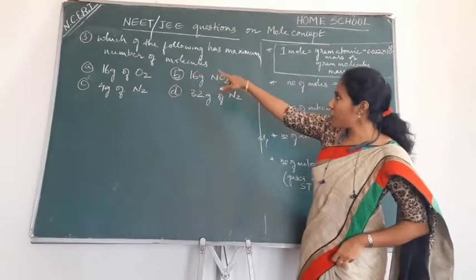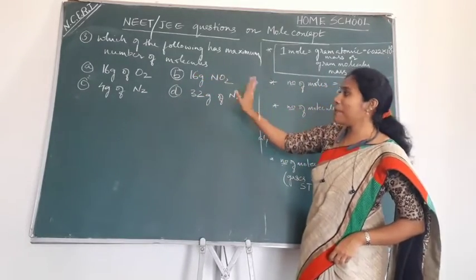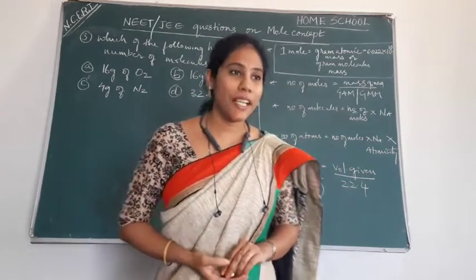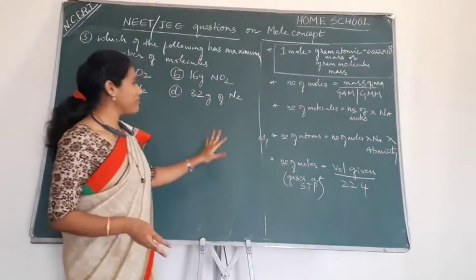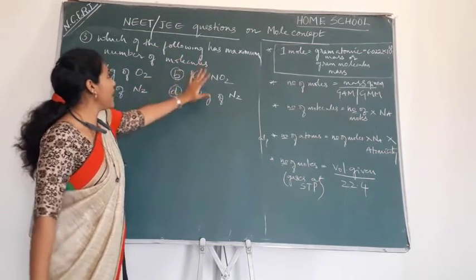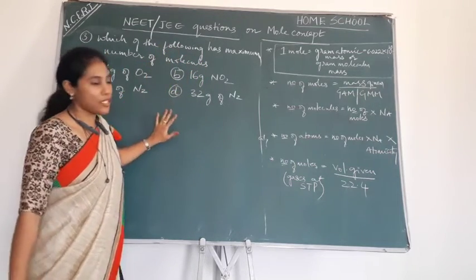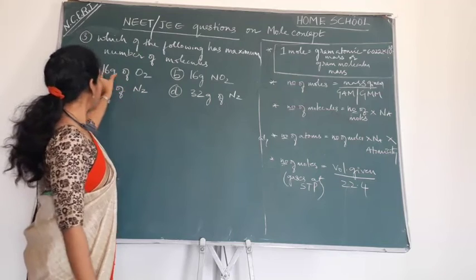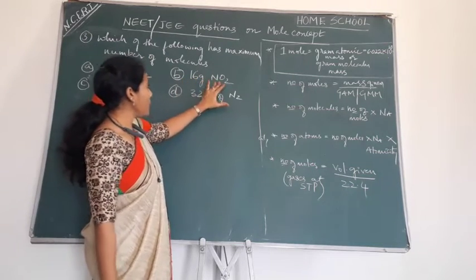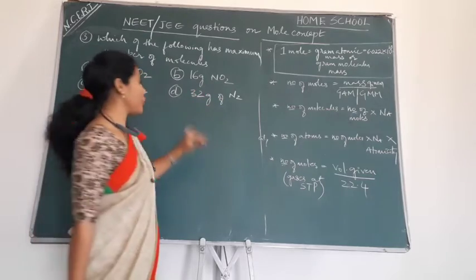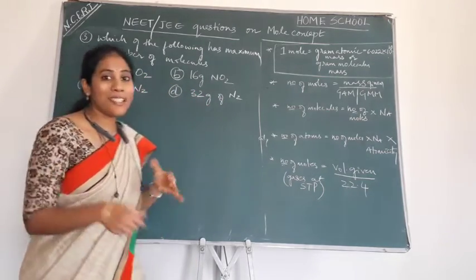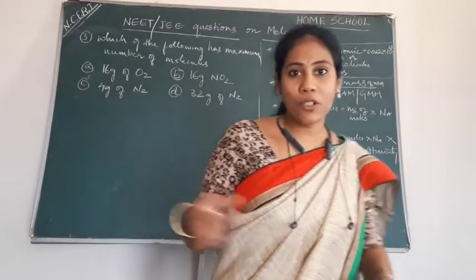Read the question. Which of the following has maximum number of molecules? You know, this is a very common question on the mole concept. So directly they asked you, no twist, nothing. Which one has the maximum number of molecules? They have given 16 grams of oxygen, 4 grams of nitrogen, 16 grams of NO2, 32 grams of nitrogen. All molecules only they gave, mass they mentioned. Which among them has more number of molecules they are asking.